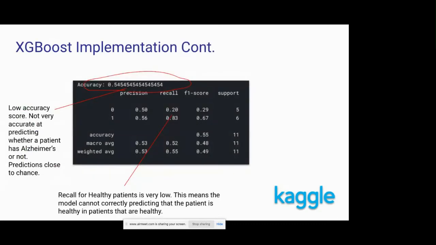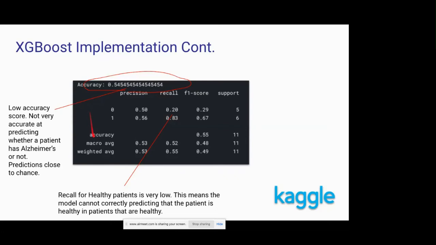Okay, now let's look at the results of our XGBoost model. So we're going to see over here that our accuracy was about 55%, about 0.55, and this is a low accuracy score. That means our model is not very accurate at predicting whether a patient has Alzheimer's or not. Our predictions are almost close to chance.